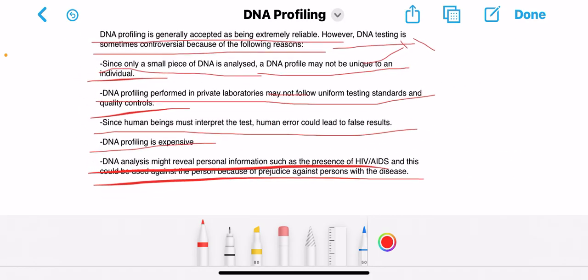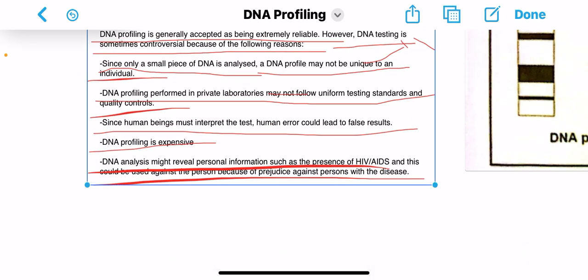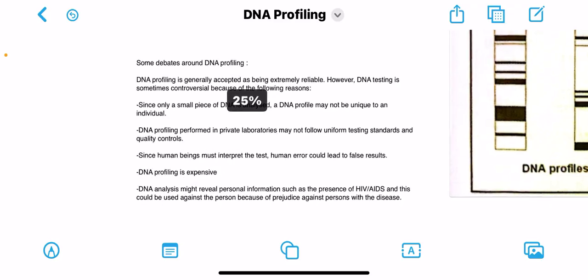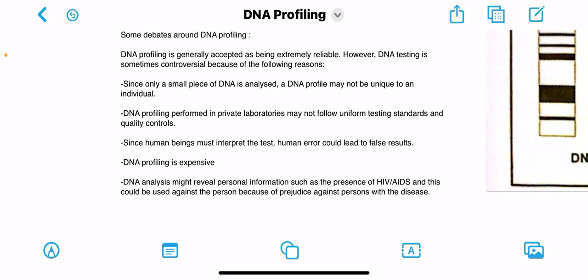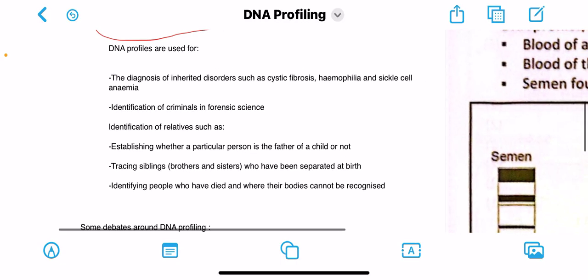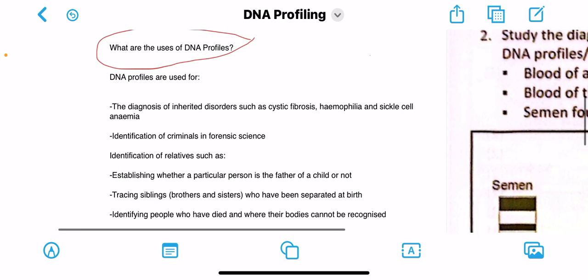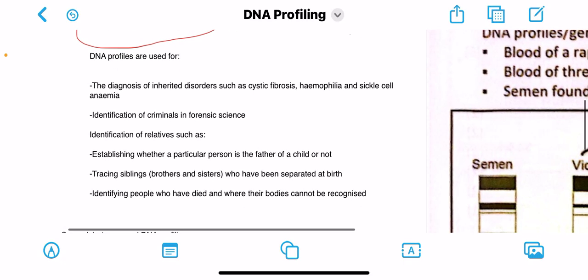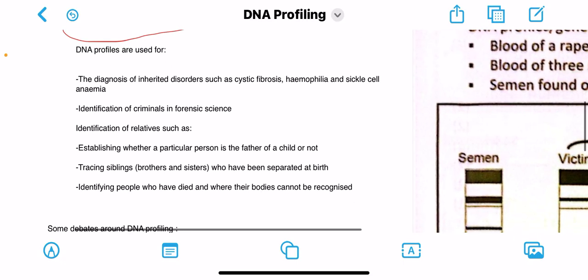So now, if you did not understand or you want to copy this down, you just pause the video, you copy, then you continue with the video. Same as the uses of DNA profiling, you pause the video, copy, and you do what? You continue with the video.